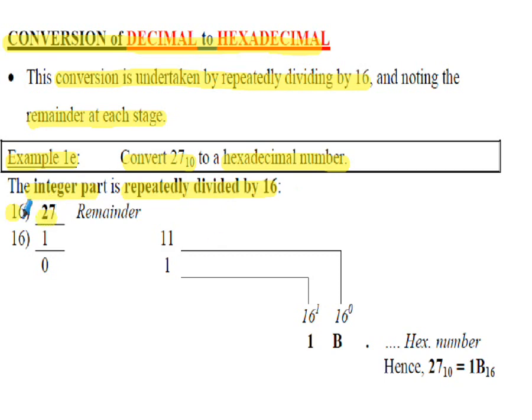So 27 divided by 16, 16 goes into 27 once completely with a remainder of 11. We write the 11 under the column heading 16 to the naught, noting that 11 in hex is actually B. Now divide 16 into 1, that goes 0 times, so we get a remainder of 1. We write the remainder under the column heading of 16 to the 1. That's 1 in this case. So 1B is our solution, our hex number, so 27 in base 10 is equivalent to 1B base 16.